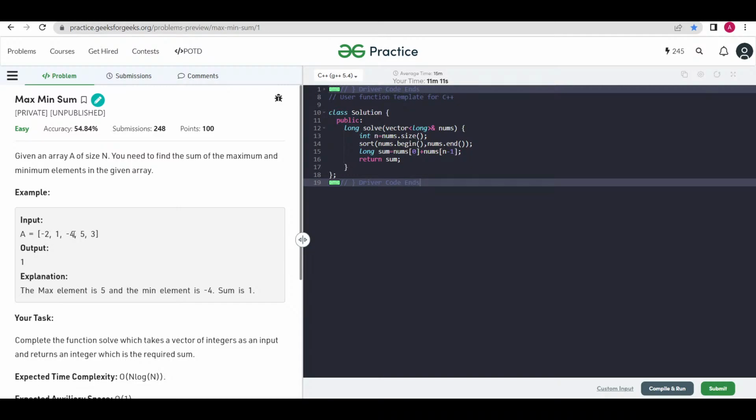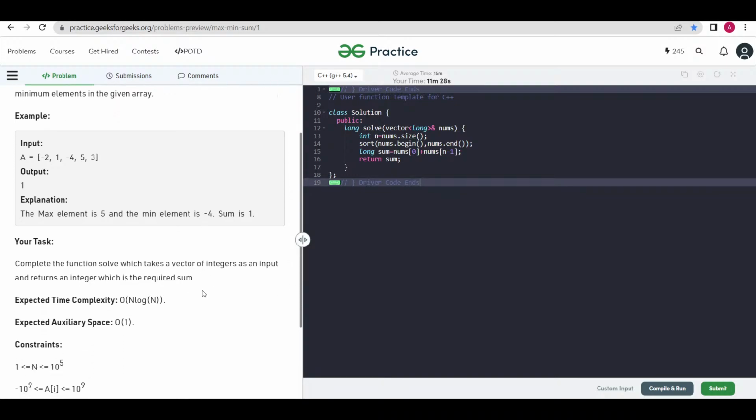As we can see, the minimum value is minus 4, right? And the maximum element in this particular array is 5. So when we sum these two values, that is 5 and minus 4, it clearly equals the value 1. That's what we have to return. And the expected time complexity is n log n, and the expected space complexity is O of 1, right?